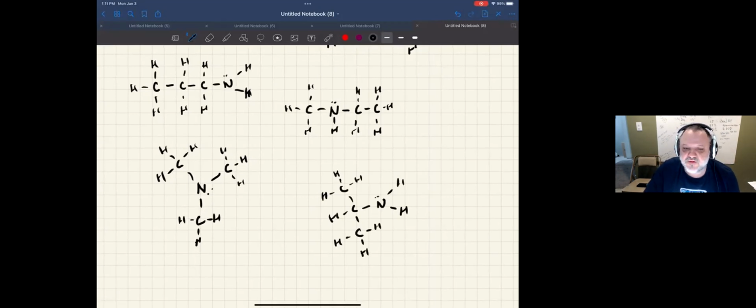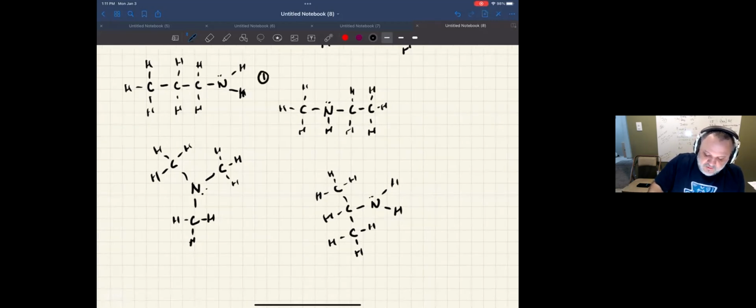Remember, if I just move the carbons to the other side, then I'm looking at the same structure. Oh, I'm sorry, I got confused. I thought there were 2 similar structures. We got all 4 unique structures: structure number 1, structure number 2, structure number 3, and structure number 4.